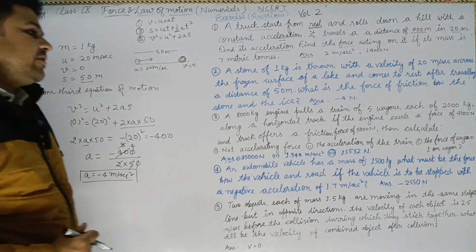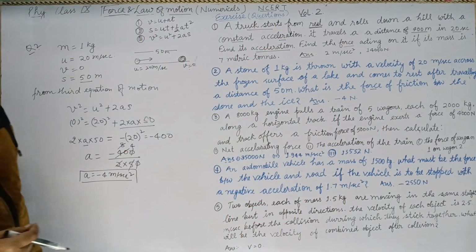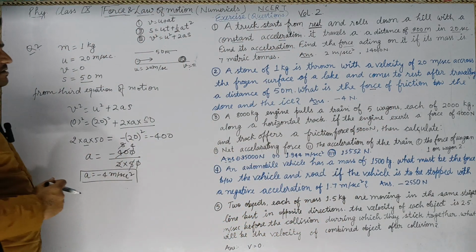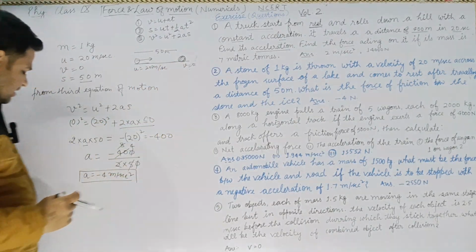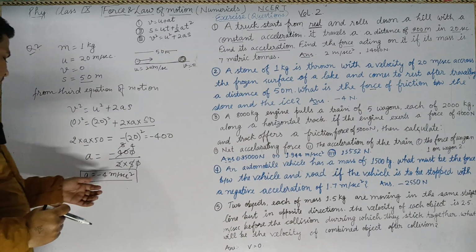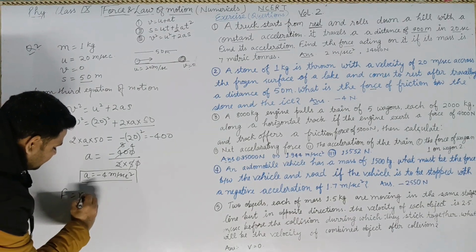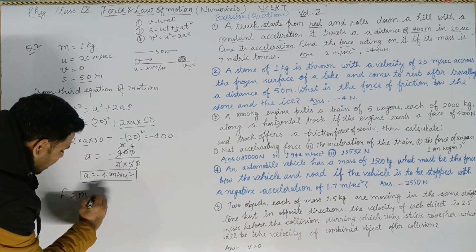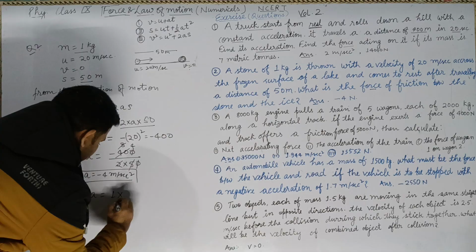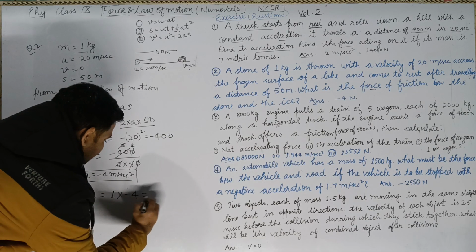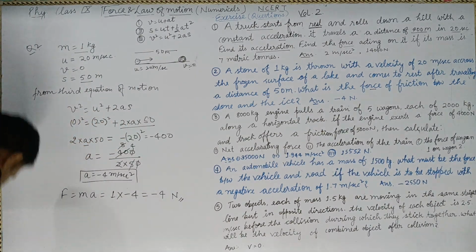What we have to find is the force of friction between the stone and the surface. The acceleration is 4 meter per second square. Force of friction F equals, from the second law of motion, ma. Mass is 1 kilogram and acceleration is minus 4, so 1 into minus 4, minus 4 Newton. It is the force of friction.